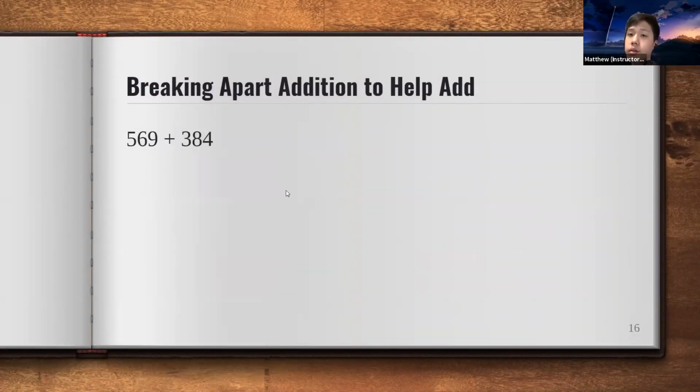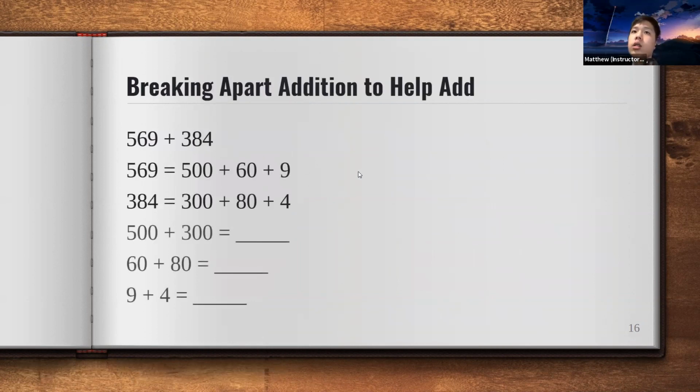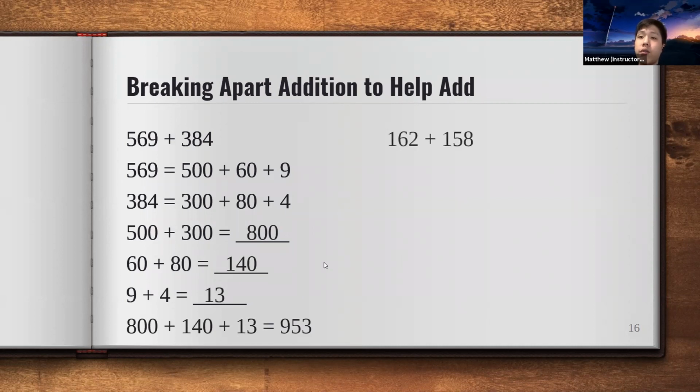So, for example, breaking apart addition, you could break it apart. 569 is 500 plus 60 plus 9. 384 is equal to 300 plus 80 plus 4. 500 plus 300 is equal to 800. 60 plus 80 is 140. 9 plus 4 is 13. 800 plus 140 plus 13 is equal to 953.